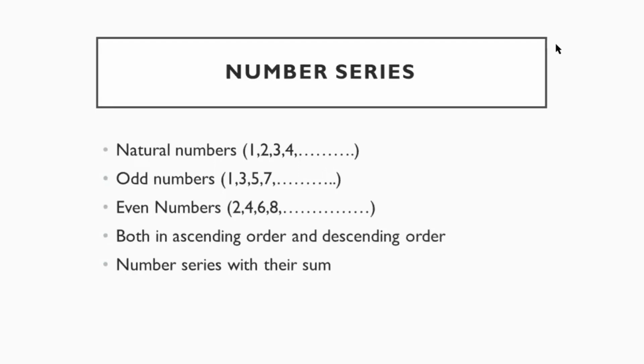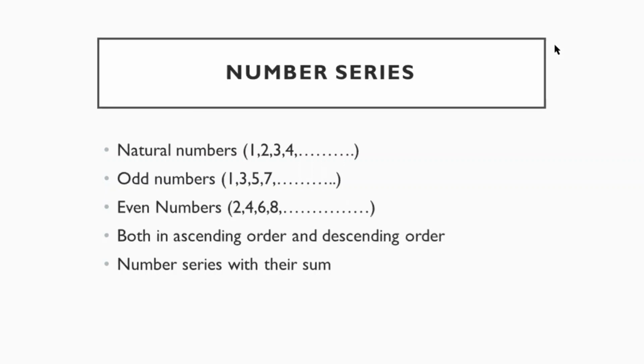In this video, I'm going to talk about number series and how to create flowcharts for these number series. So what are the different types of number series, the very common ones? They are natural number series, odd number series, and even number series. These number series can be arranged in both ascending and descending order. And in this video, we're also going to create a flowchart for number series with their sum.